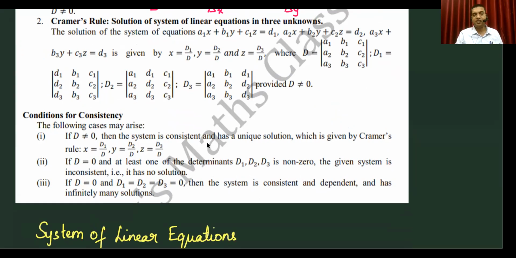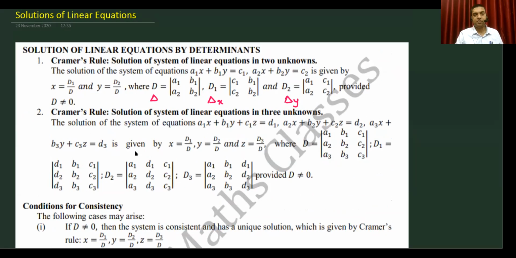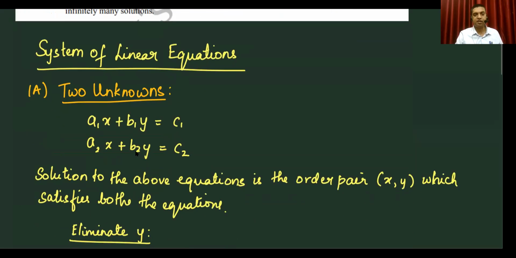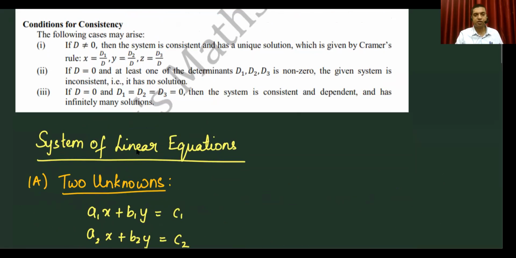then the system is consistent and has a unique solution, which is given by Cramer's rule. X is delta x by delta, y is delta y by delta. We'll come to z now, with three unknowns.